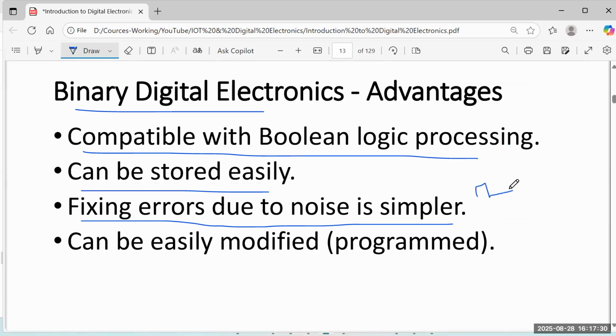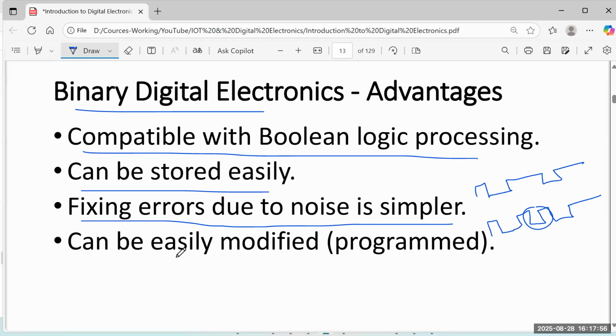So initially your signal is like this, but due to some issues, maybe the signal has changed like this. But these kinds of changes can be easily detected and fixed when it comes to binary digital electronics, just two states, right? Like parity bits and so on.